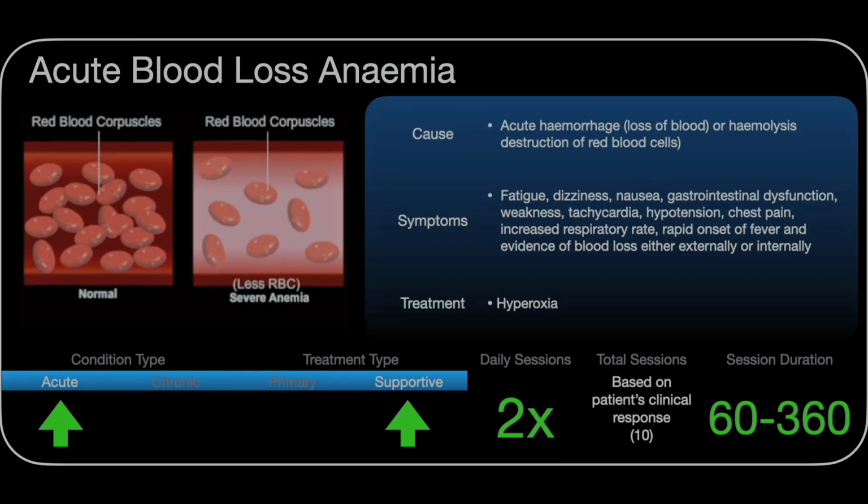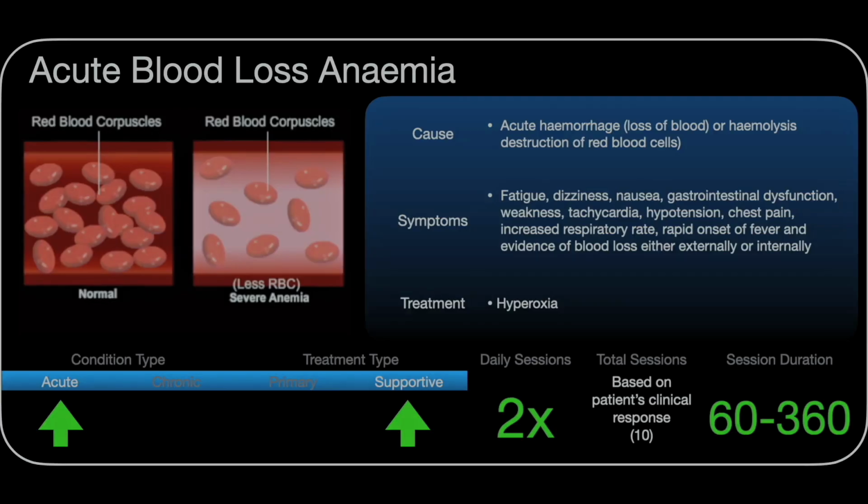The cause of the acute blood loss anemia could be because of blood loss or hemolysis. The symptoms would include fatigue, dizziness, nausea, gastrointestinal dysfunction, weakness, tachycardia, hypertension, chest pain, increased respiratory effort, rapid onset of fever, and evidence of blood loss either externally or internally.